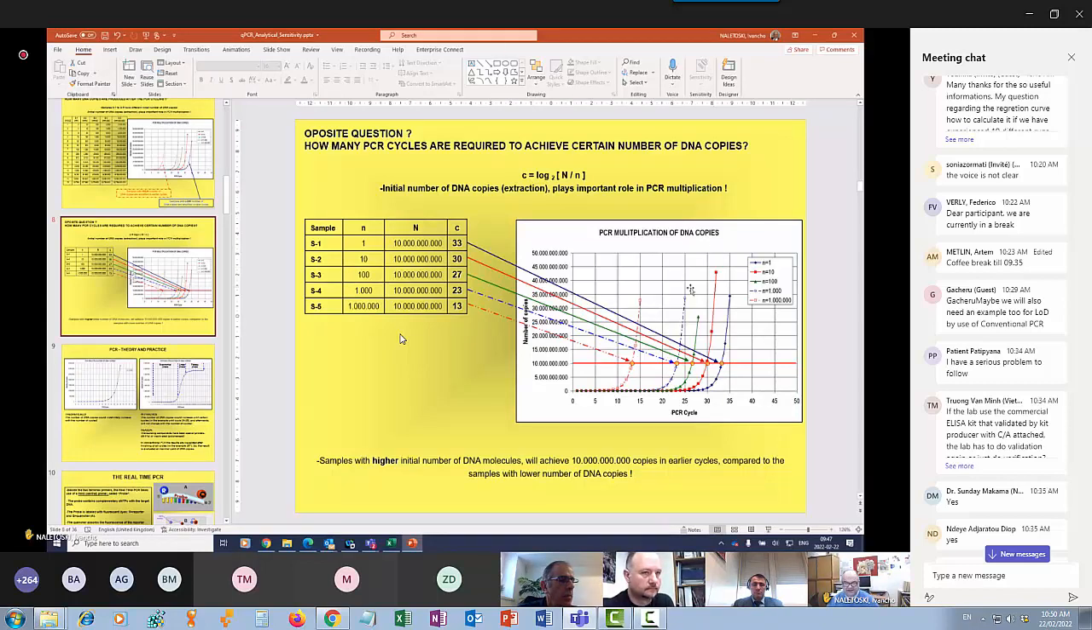So these are the very, very important aspects that we should consider during the determination of the slope and the quantification or semi-quantification of the PCR assay. Thank you very much for this.